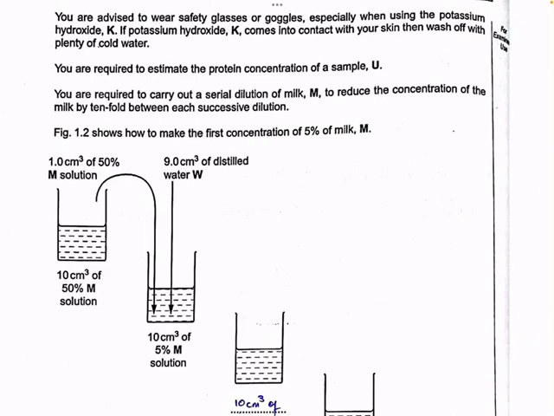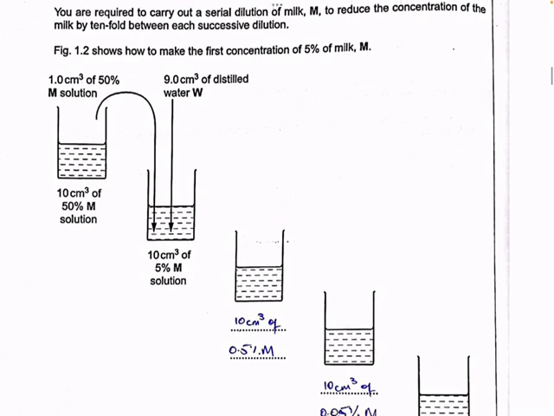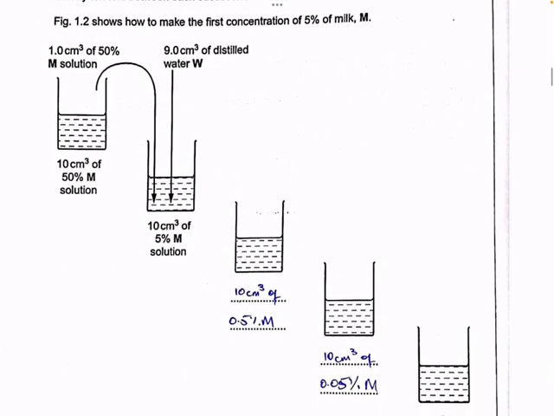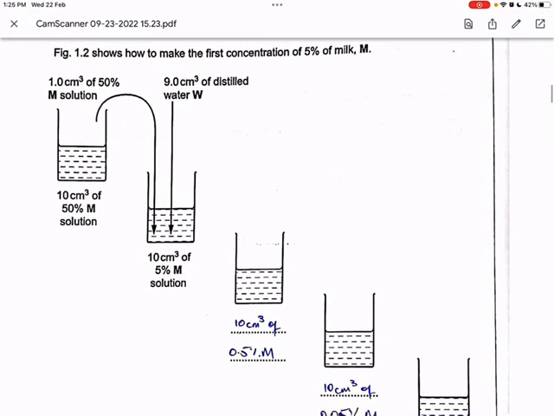The pattern is that you are supposed to carry out a serial dilution of milk M, which means you are going to serially dilute it. How? You are going to reduce the concentration at every step by 10-fold, right? And then they have done it for you for the first one. They tell you figure 1.2 shows how to make the first concentration of 5% of milk M. Okay? What has been done? 10 ml of 50% M solution has been taken. 10 ml or 10 cm cube of 50% M solution means that the strength of the original milk solution that was given to you was 50% strength.